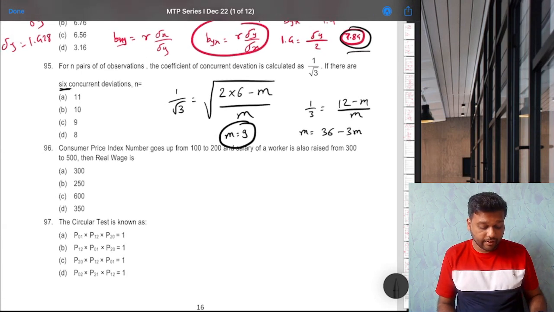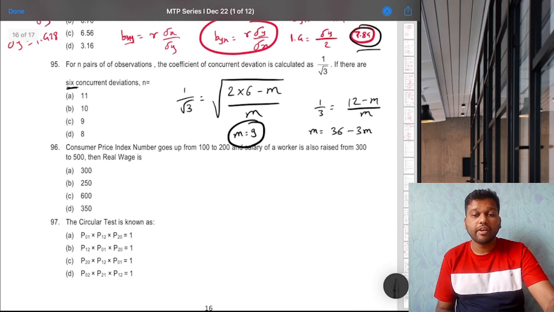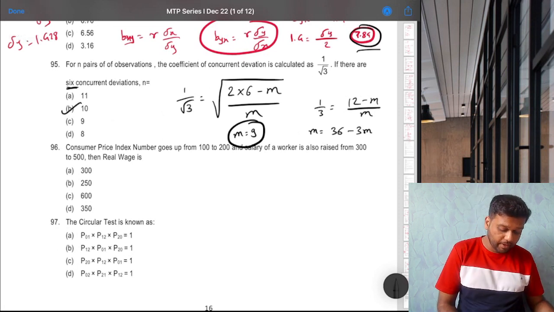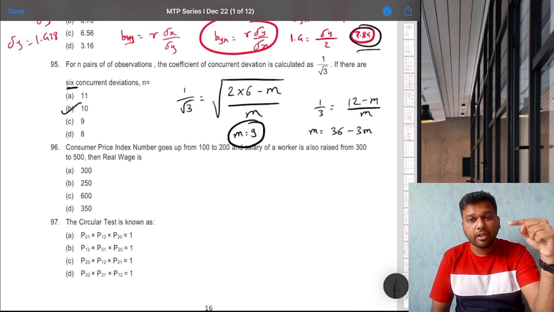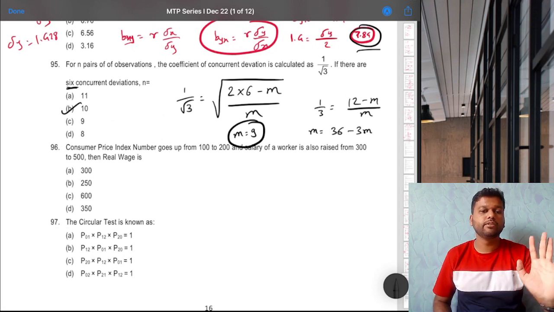If m is 9, then 9 is not our answer. If m is 9, that means there are 10 pairs, because for the first pair, we don't have concurrent deviation, right? So B is the correct answer.